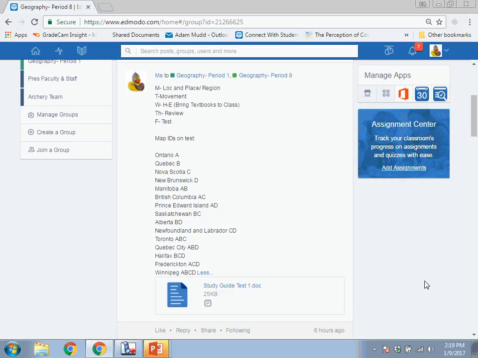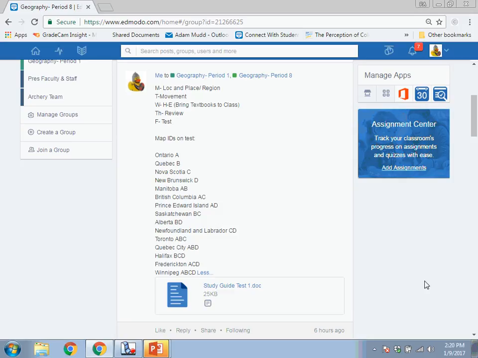So, for instance, you'll need to know where Ontario is. Let's say that question number 5 is Ontario. Where is Ontario? So you'll go there, you'll find the little number that correlates there, and you'll bubble in A. Does that make sense? Okay. So that's 1 through 15.